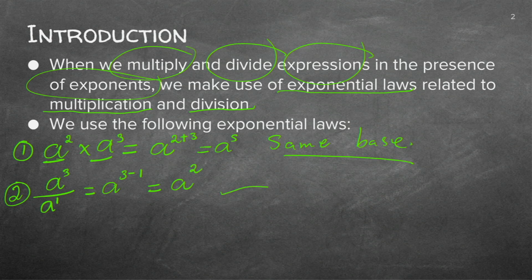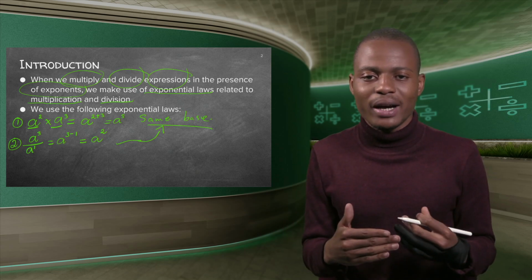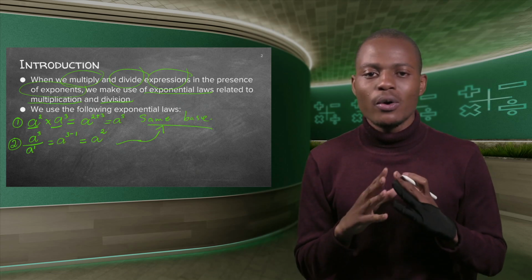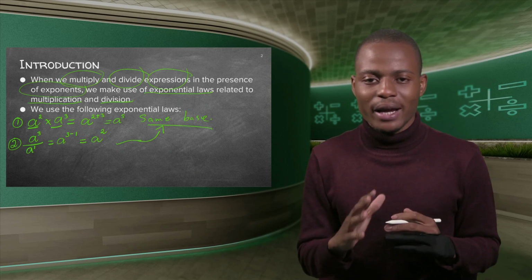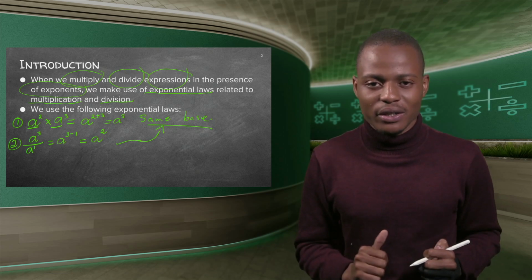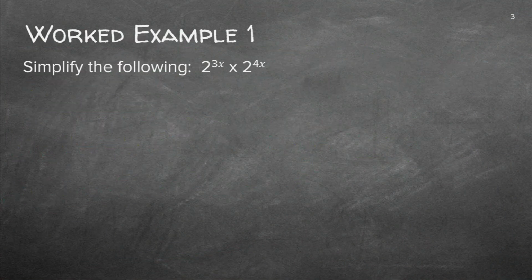So also here we use the concept of having the same base. When you multiply, you add the exponents. When you divide, you subtract the exponents. Those are the two basic laws that you need to know in order to simplify expressions under multiplication and division. So now let's go to our first example and see if we can apply the laws that we just spoke about.